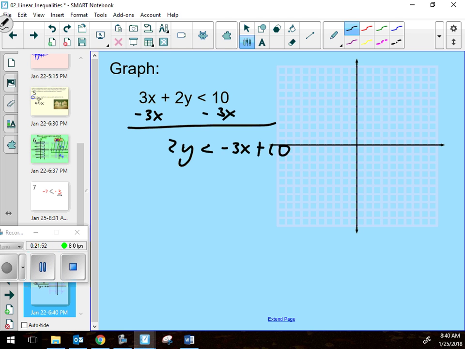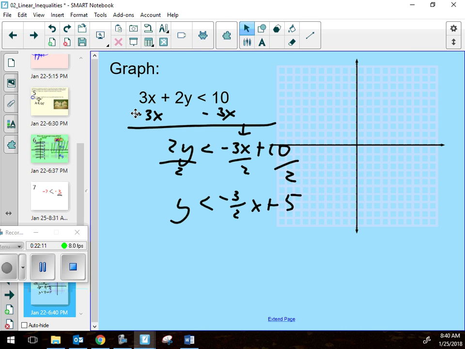Why did I put the negative 3x first? Because I know that's where I want the slope eventually. You could have actually put 10 minus 3x, and it'd have been okay too. But I think it's smarter to put the x here. Now I'm going to divide by 2. Divide by 2, divide by 2. y less than negative 3 halves x plus 5. 10 divided by 2 is 5. So then I go over here to 5. 1, 2, 3, 4, 5. Put a dot. And then I have to do rise negative 3 and run 2. Down 3 over 2. Down 3 over 2.